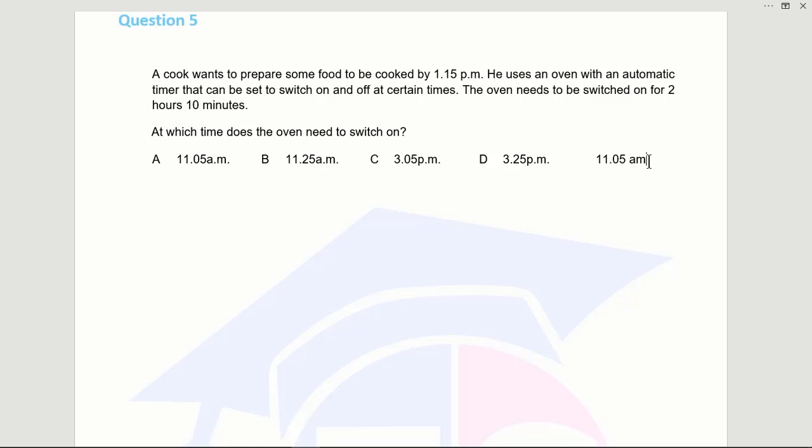Once again, they need 2 hours 10 minutes to cook the food, and they need the food ready at this time, so you have to go back. So be careful when you are doing this one.